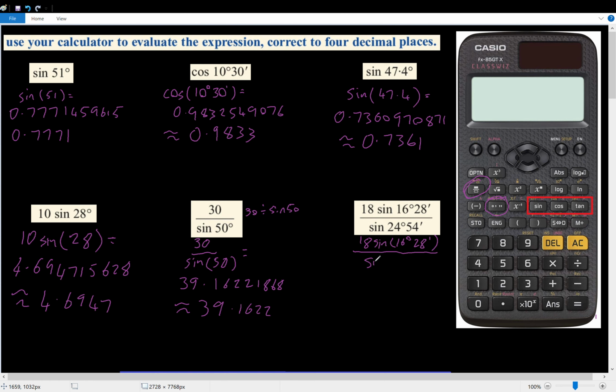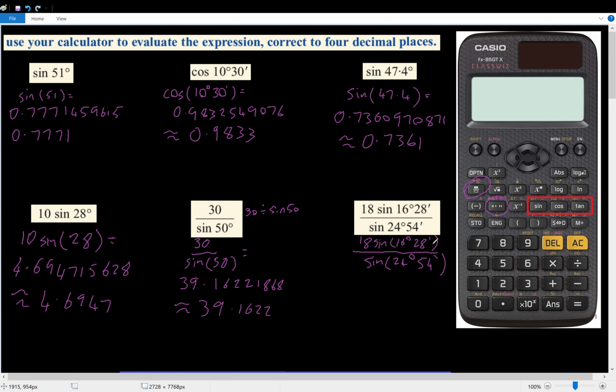And we do the same sort of thing all over again. Sine button to start with, which gives us sine and open bracket. 2/4 to get the 24 in. Followed by the degrees, minutes, second button. Then 5/4. Then the degrees, minutes, second button again. And then our close bracket. And then we can press equals.